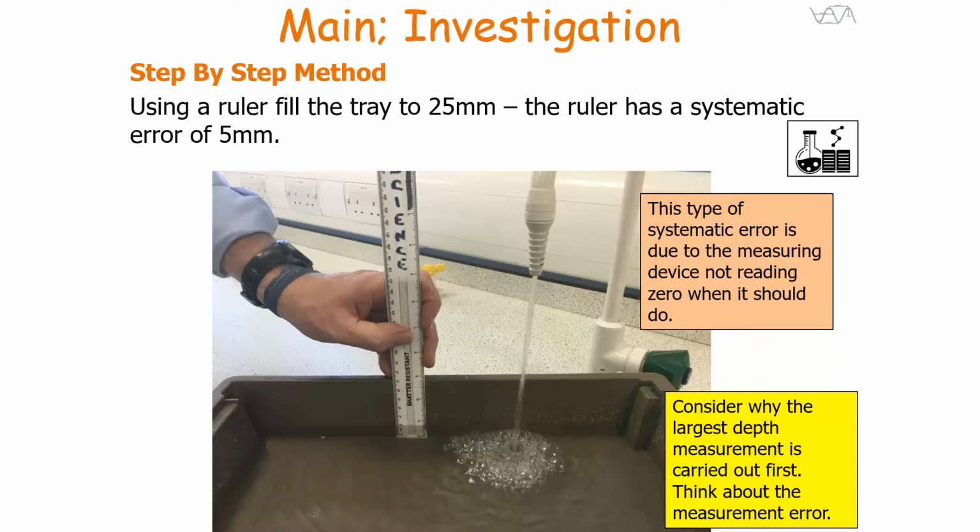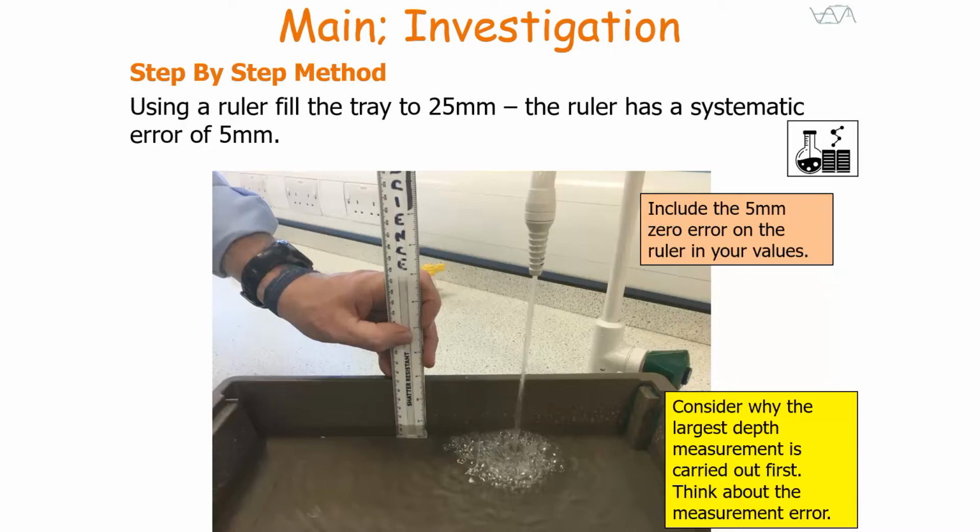Now this type of error is due to the measuring device, in this instance the ruler, not reading 0 where it should, because it should read 0 right at the edge of the ruler, but there's this 5mm gap from where the ruler starts and the measuring scale begins. Now this type of error where you're reading a non-zero value when it should be a 0 value is called a zero error. So a zero error is a type of systematic error.